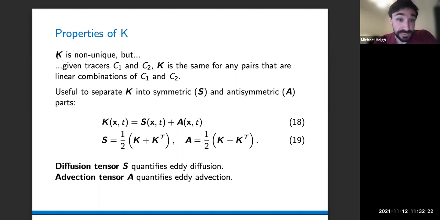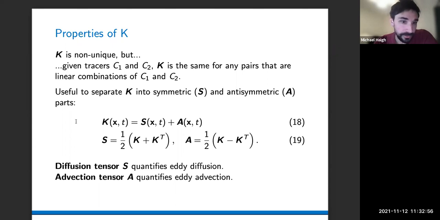So the transport tensor that we obtain is more general than just applying to the two tracers that we're showing results for. It's extremely useful to separate the transport tensor into its symmetric and anti-symmetric parts because they represent different effects. The symmetric part, S, I'll refer to as the diffusion tensor, and this quantifies diffusive eddy effects. Its anti-symmetric part, A, I will call the advection tensor, and that quantifies advective effects.